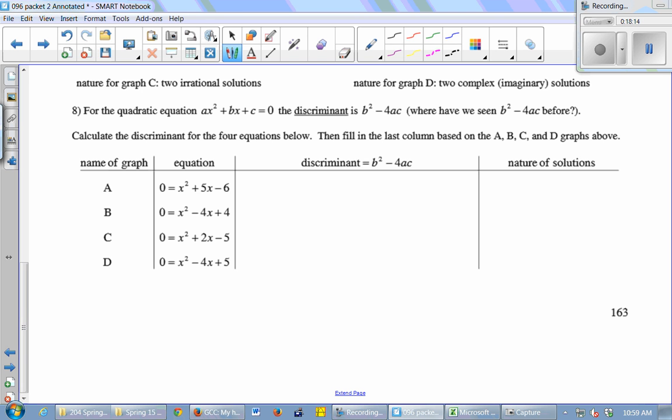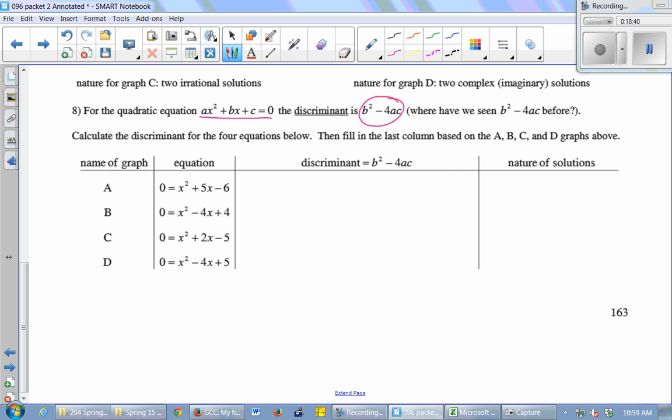So for the quadratic equation, ax squared plus bx plus c equals 0, the discriminant is a quantity determined by b squared minus 4ac. So the discriminant is just some number, it's b squared minus 4ac. Where have you seen that quantity before? Under the square root in the quadratic formula. It's the number that shows up under the square root from the quadratic formula, right?